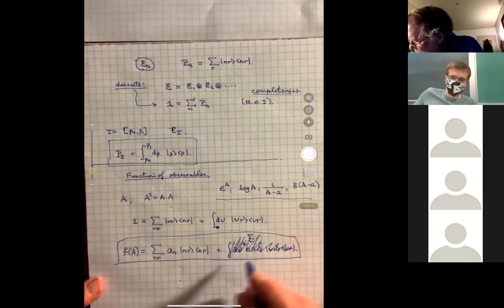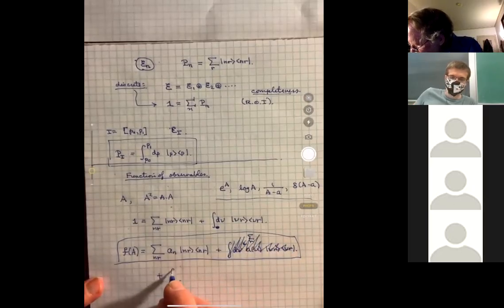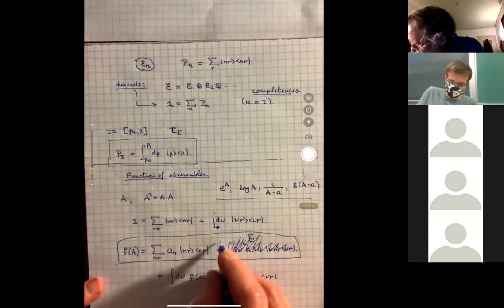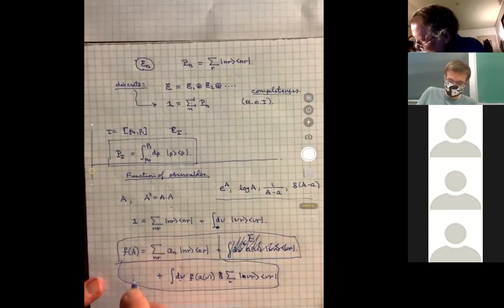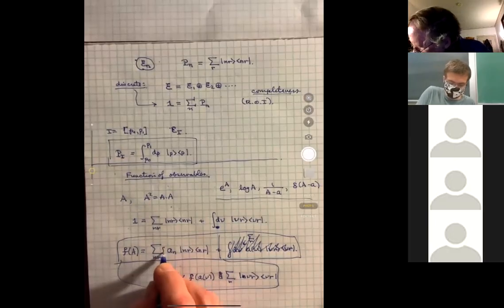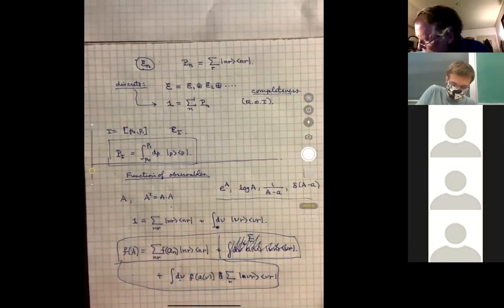I'm going much too fast. Let's do it right. I made several mistakes there. The second term is an integral in ν, and then we have f of A sub ν, and then the sum on r, and then the outer product |ν r⟩⟨ν r|. I'm sorry about the mess here. The first term as well: the function should apply to the eigenvalue, so this should be f of A_n here too. Yes, I think it's finally correct.